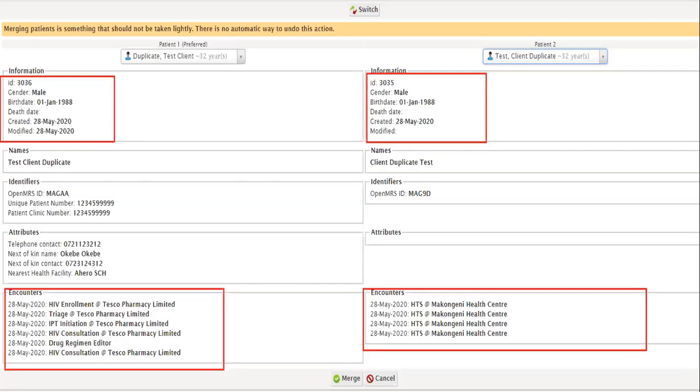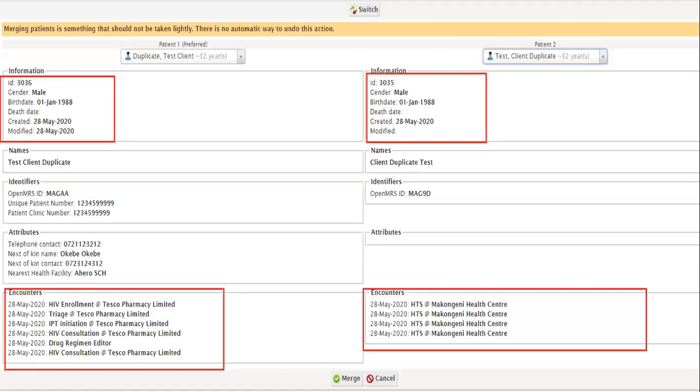It means that the person who was tested does not necessarily match with the person who was enrolled to treatment. So this is why we are saying, please do not register a new person at enrollment if an individual was tested using eHTS. Search for the person who was tested and enroll them.